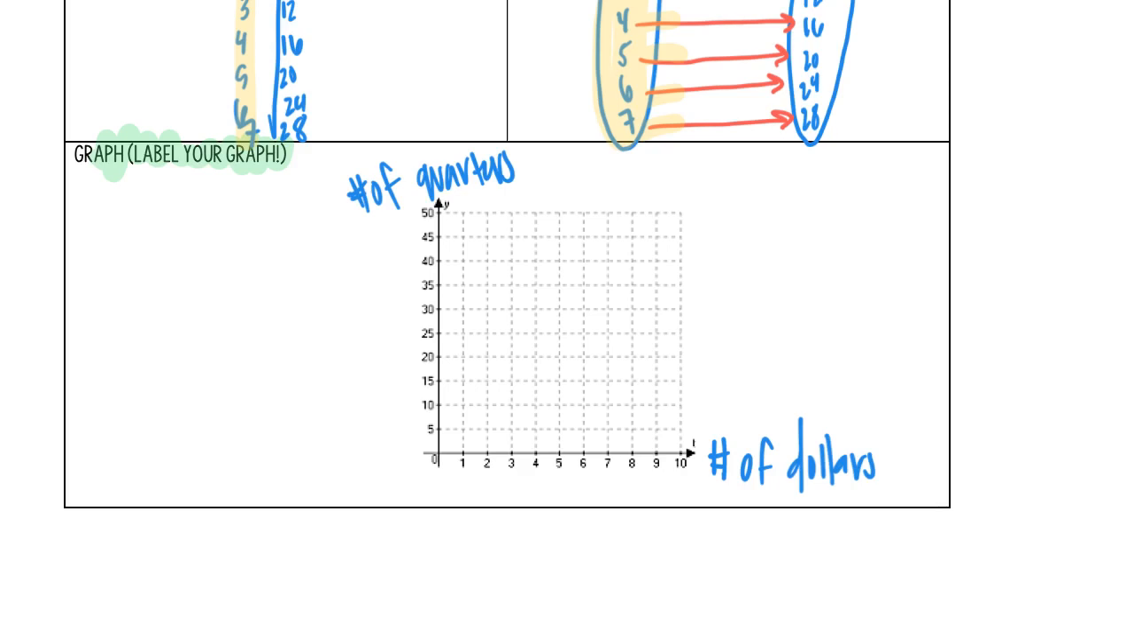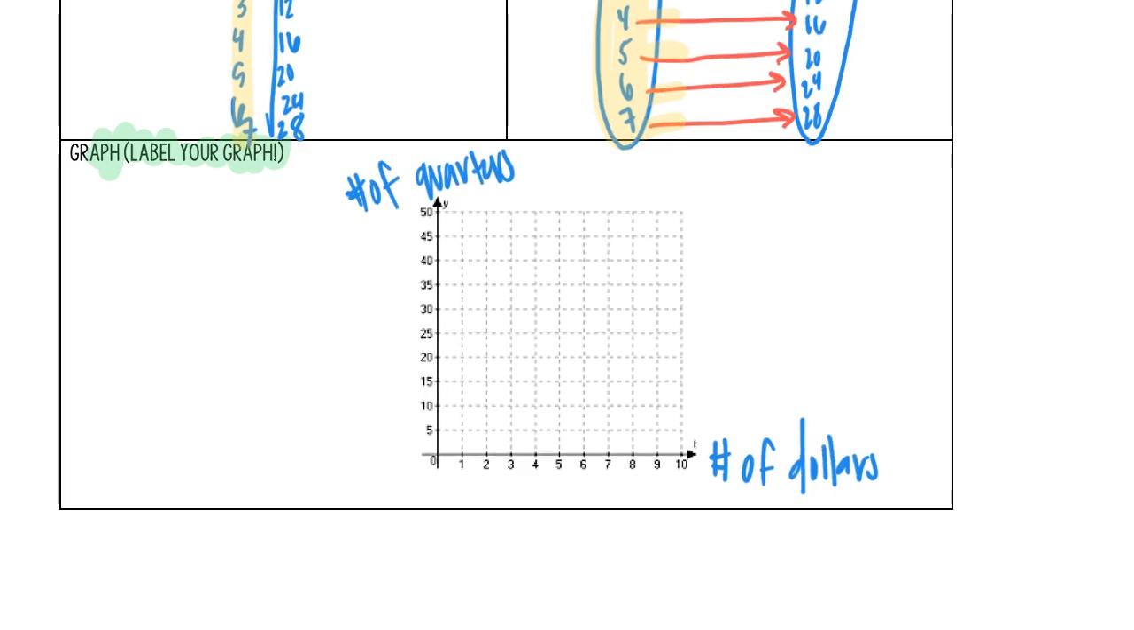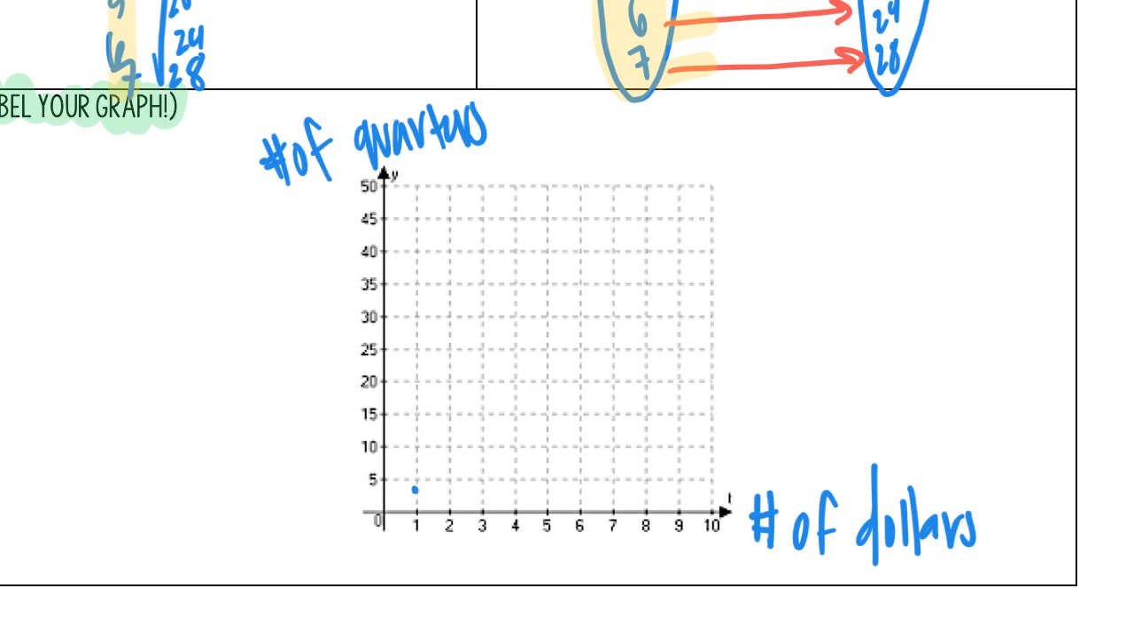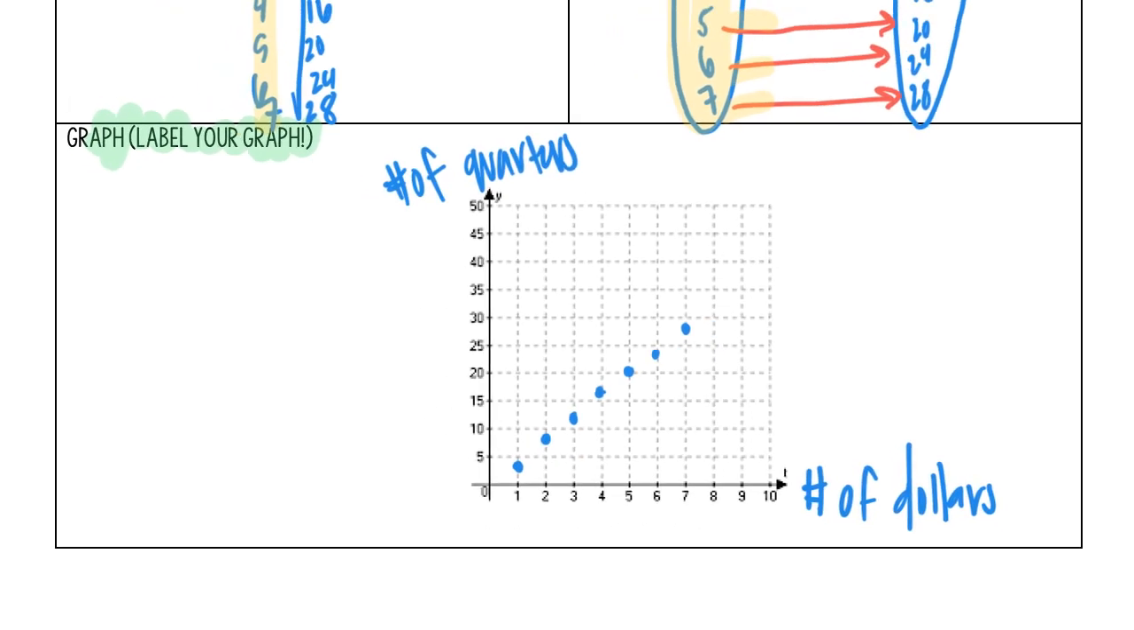Then we will simply plot each of our inputs with its coordinated output. So if we put in $1, we got 4 quarters. If you put in $2, you got 8. For 3, we got 12 quarters. 4, 16. 5, we got 20. 6, we got 24. 7, we got 28. Now, I want to point out something here.